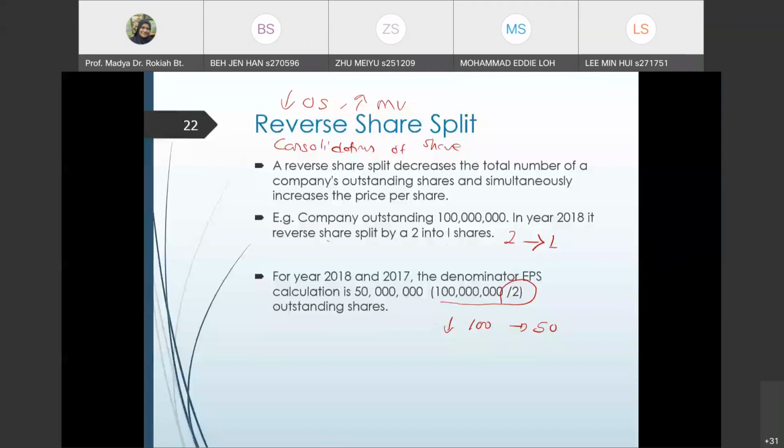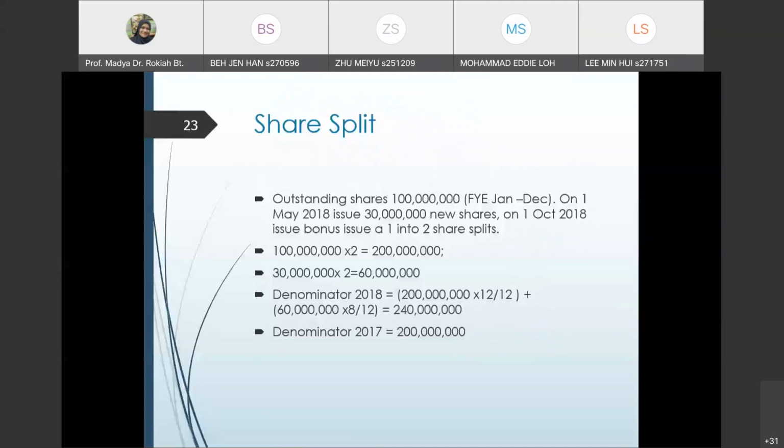So the outstanding shares are 100. On 1st of May, issue 30,000 ordinary shares. On 1st of October 2018, a share split, 1 to 2 split. So for the number of shares, the existing you have 100, and then on the new issue you have another 30. So the existing here is 1 to 2 shares, next time 2. So you're going to have 200 for the existing.